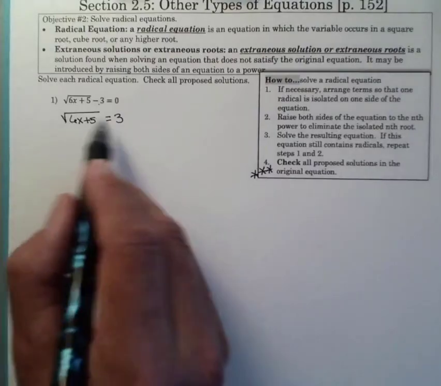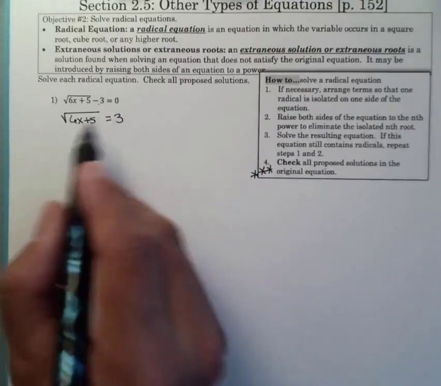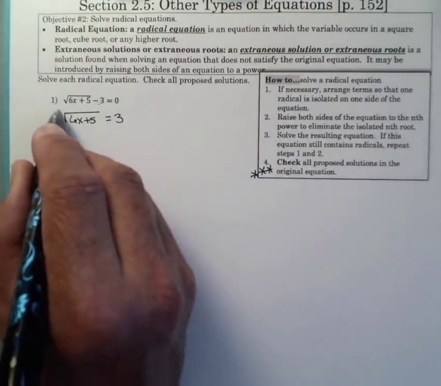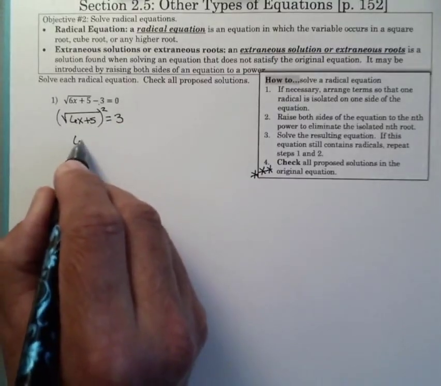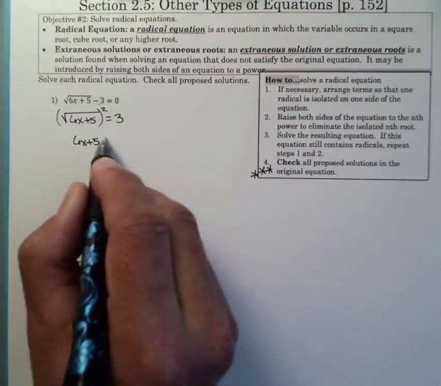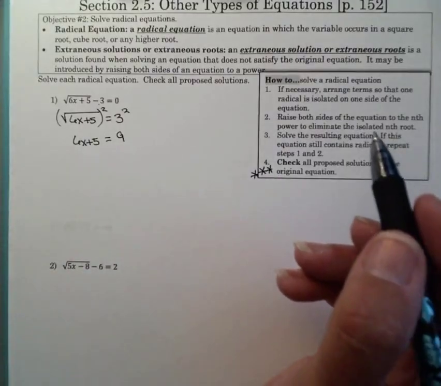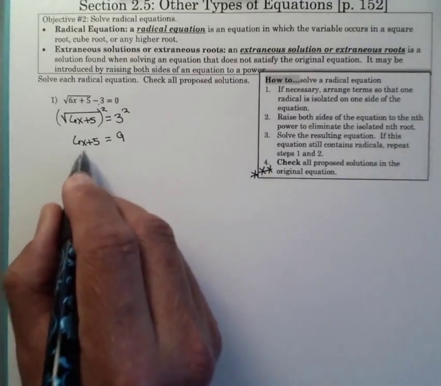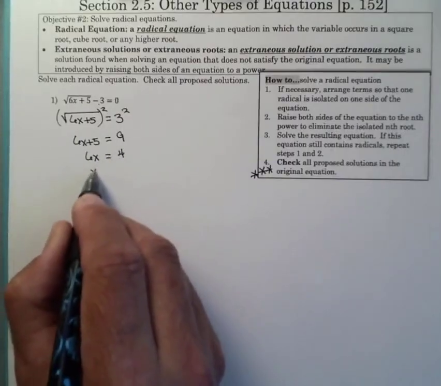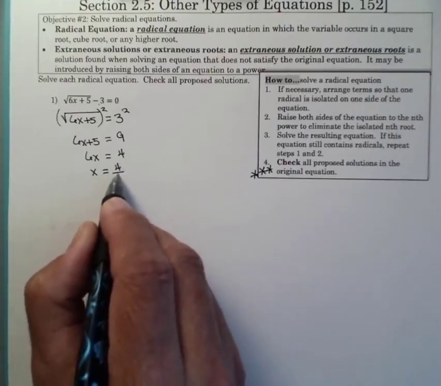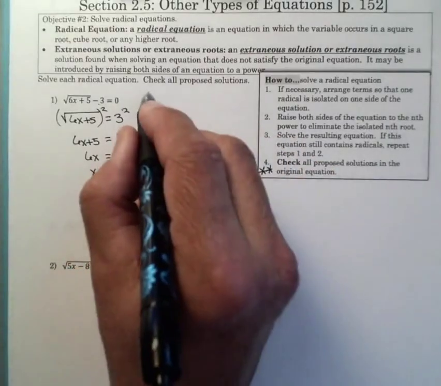Now I can raise both sides of this equation to the power of the radical. In other words, it's a square root, so I can square both sides, right? When I square a square root, I basically get rid of the radical sign. And that way I have to square this side, and it ends up being 9, right? Okay, now I can solve this. This is not hard. I subtract 5 from both sides, so I have 6x is equal to 4. And when I divide by 6, I come up with 4 over 6, which I know to reduce, right, to 2 over 3. Now, I do have to check it.